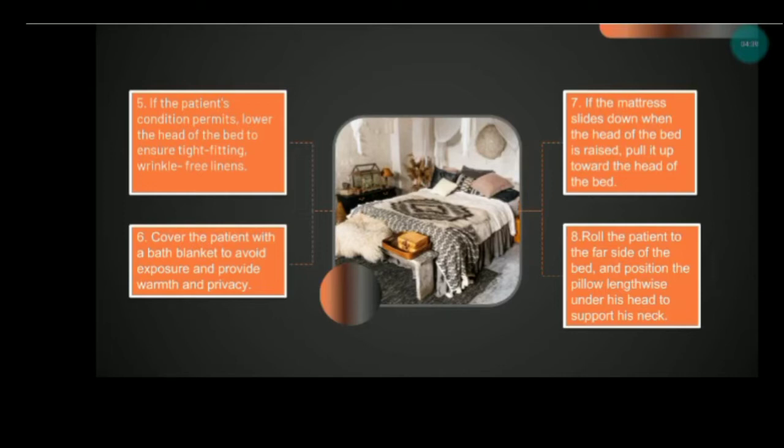The next one is roll the patient to the far side of the bed and position the pillow lengthwise under his head to support his neck. So in the lateral position, the patient lies on one side. Some common procedures that may require a patient to be positioned in the lateral position include back surgeries, lower extremity surgeries, and etc.